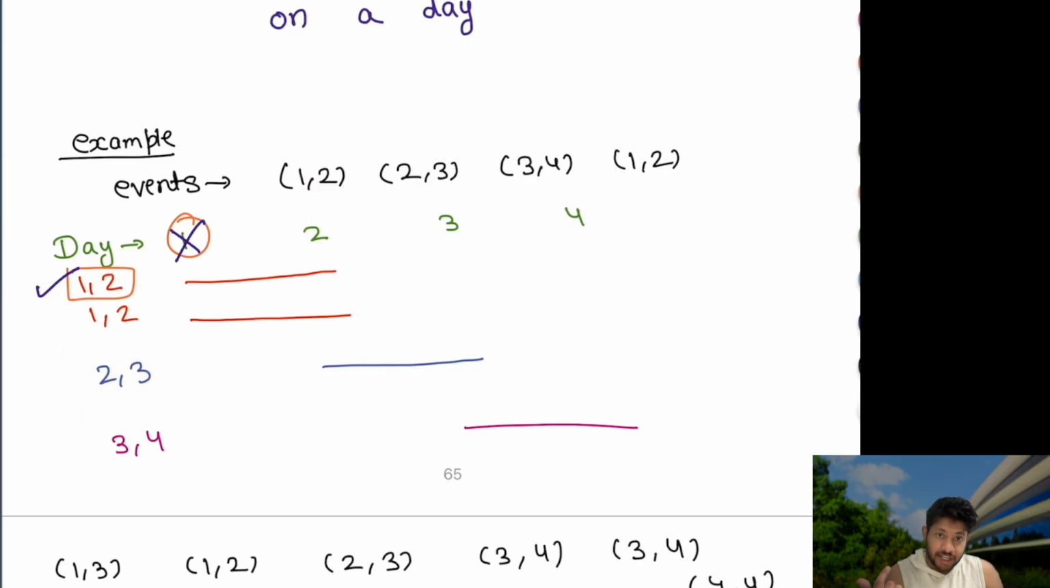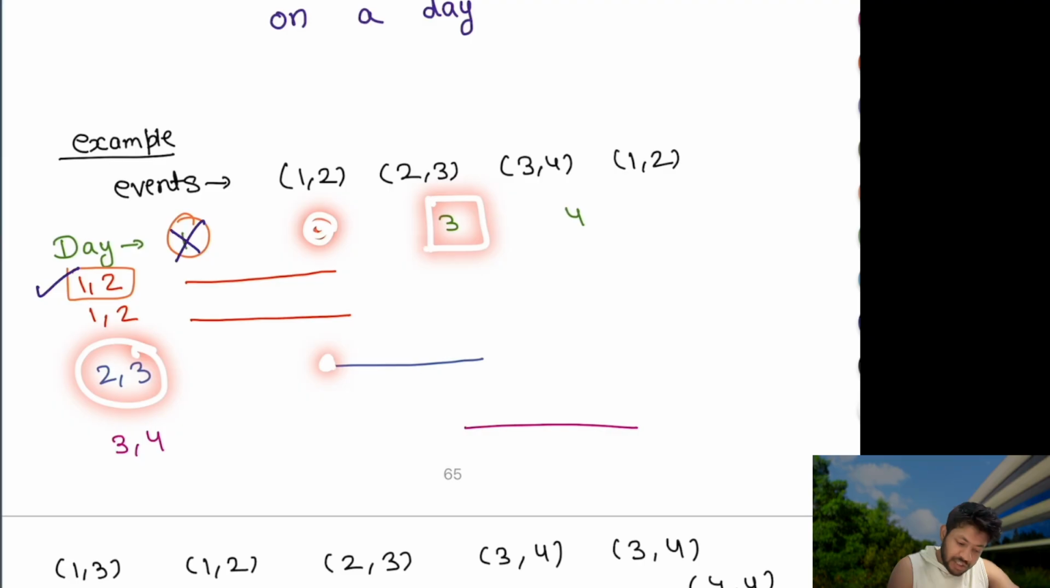Which one do you want to attend? Now for sure you don't want to attend this event because we have already attended it, and we want to maximize the number of events we attend, right? So let us try to attend either this one or this one on day number 2. Now the thing is, I will not attend this one, instead I will attend this one, and that's because if I just attend this one, let us say I attend this event on day number 2, right?